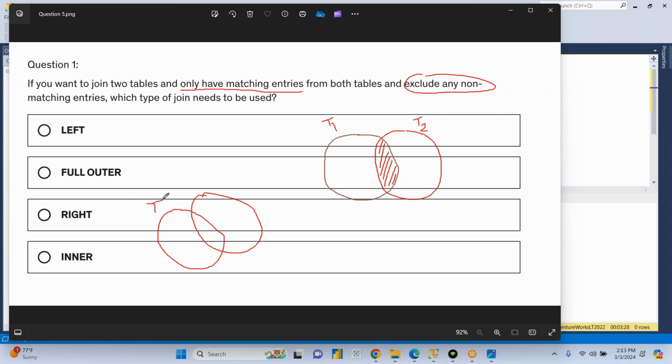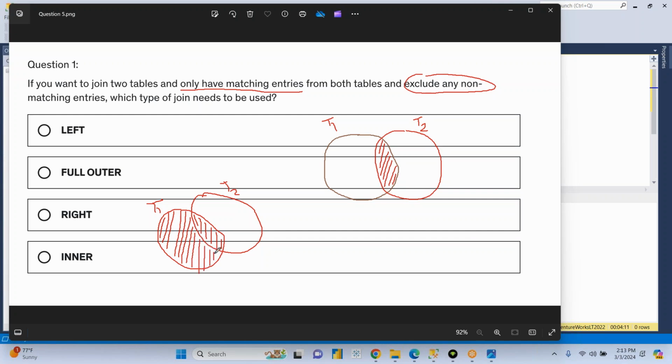If table 1 is our left table and table 2 is our right table, then a left join will give you the matching entries. And the question will tell you to also include any non-matching entries from the left table. That is how you're going to add this part. So we target the inner intersection, and then also include any non-matching entries from the left table. This is me adding the non-matching entries from the left table.